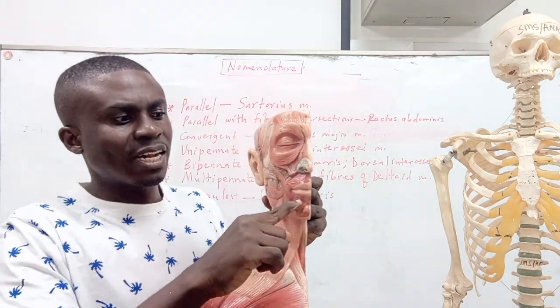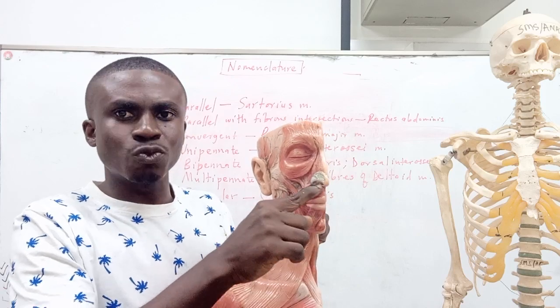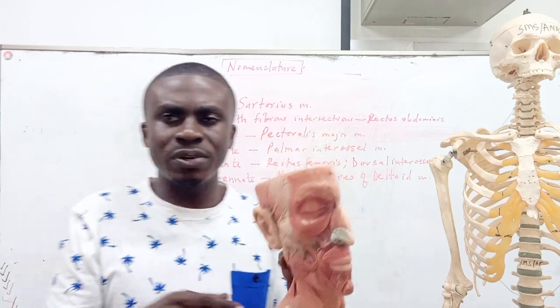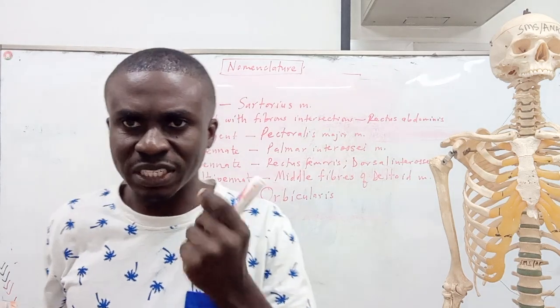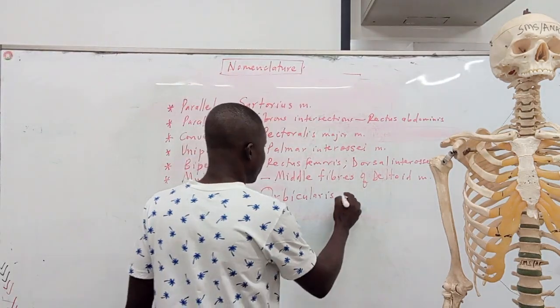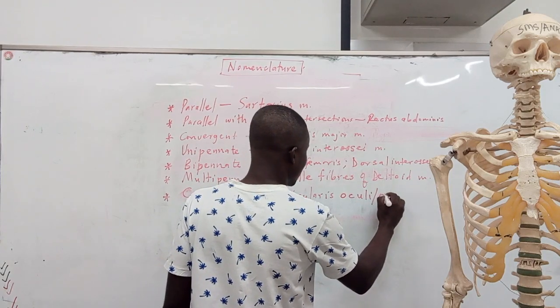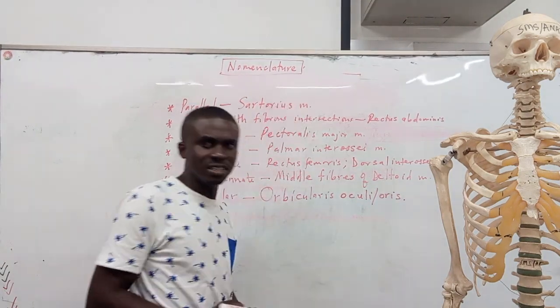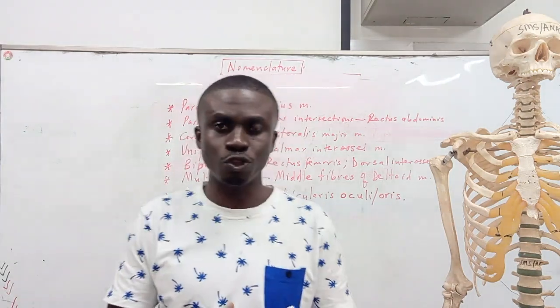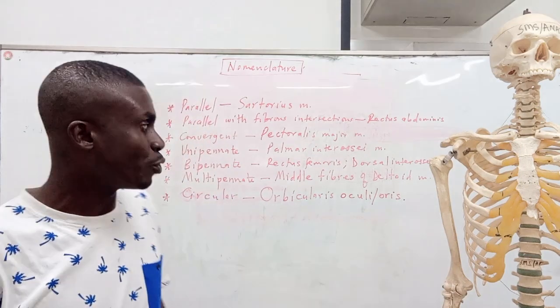Similarly, there's another one with the lip. It goes all around here. And because it's related to the lip, we use oris, which has to do with the mouth. So we talk about orbicularis oculi muscle, and also orbicularis oris muscle. These are some important things that I want you to be aware of. Now, we can go to, of course, our nomenclature.